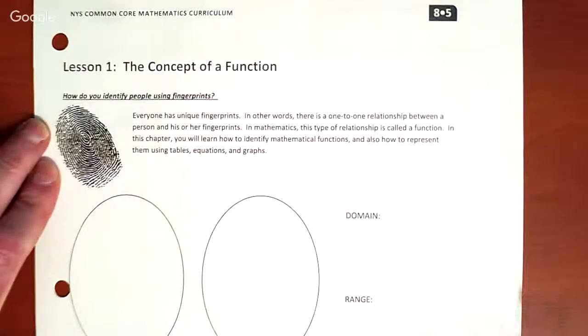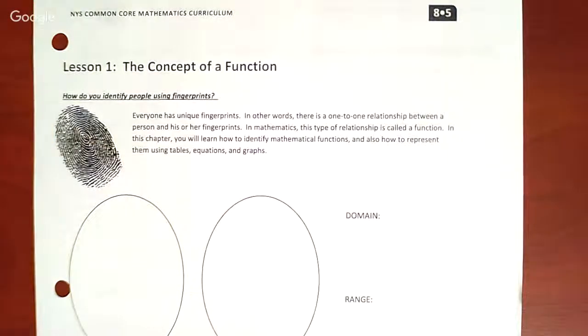All right, this is lesson one, the concept of a function. How do you identify people using fingerprints? Everyone has unique fingerprints. In other words, there is a one-to-one relationship between a person and his or her fingerprints. In mathematics, this type of relationship is called a function. In this chapter, you will learn how to identify mathematical functions and also how to represent them using tables, equations, and graphs. So the first thing that we're going to talk about is domain and range.